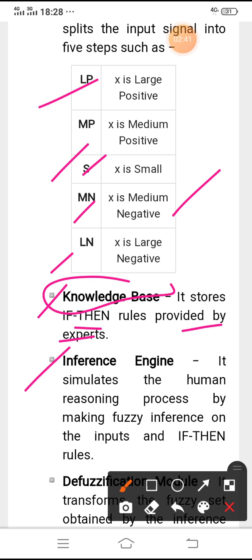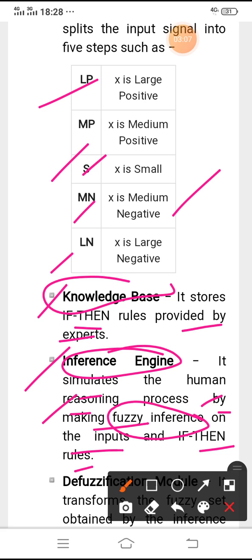Next is the inference engine. It simulates the human reasoning process by making fuzzy inferences on the inputs and if-then rules. So the inference engine will deduce new information and store that information in the knowledge base if it is not already present. So it will update that knowledge base continuously. It simulates the human reasoning process by making fuzzy inferences on the inputs using the if-then rules.